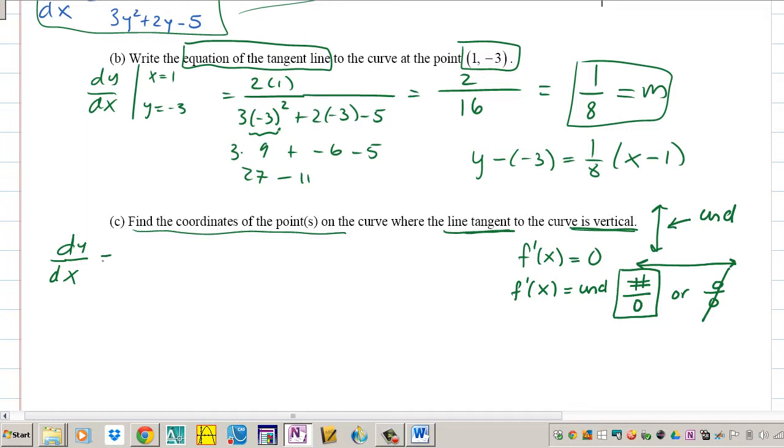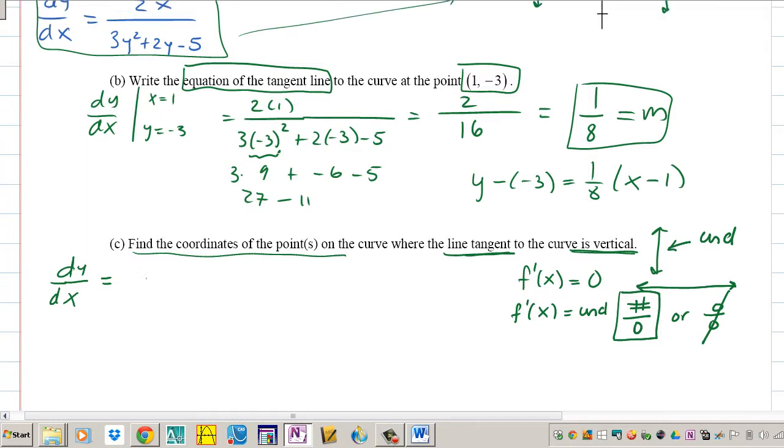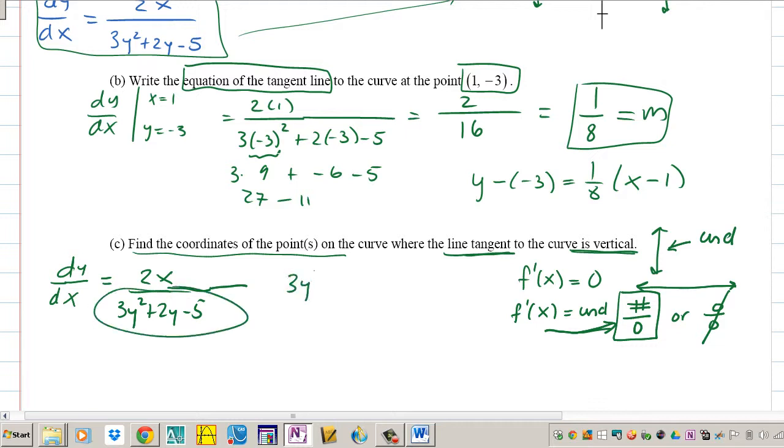I need to get my derivative. Let me get my derivative: 2x over 3y squared plus 2y minus 5. I need to set the bottom of that derivative equal to 0. So 3y squared plus 2y minus 5 is equal to 0.